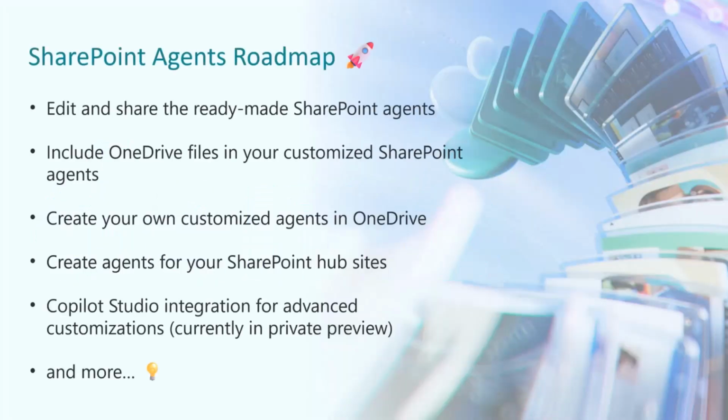So on the roadmap in November, we called out a few things. So edit and share ready-made SharePoint agents. Right now, the ready-made SharePoint agents are basically site-level agents, and you cannot edit and share them easily. And that's all in the roadmap. Include OneDrive files, create your own customized agents in OneDrive, create agents for your SharePoint hub sites. All of that is in the roadmap. The Copilot Studio integration for advanced customization is in the roadmap as well. So you can start with SharePoint agents with the snap of a finger, and then you can start modifying and extending them more in the Copilot Studio.